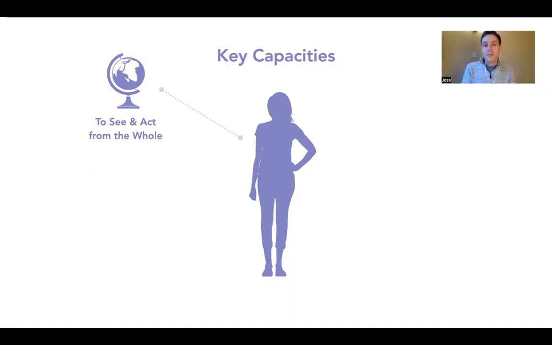So the first ones are around seeing and acting from the whole. This is classical systems thinking. How do you look at the broader context out there, see the forest instead of the trees, the ecosystem thinking, so that we can start to act from that context towards changing systems.